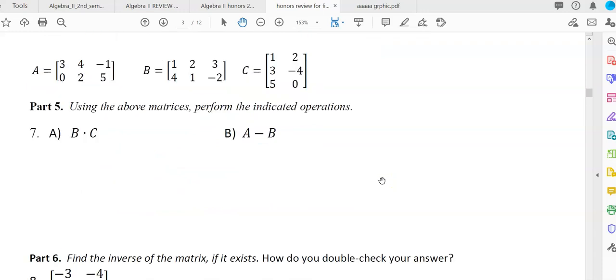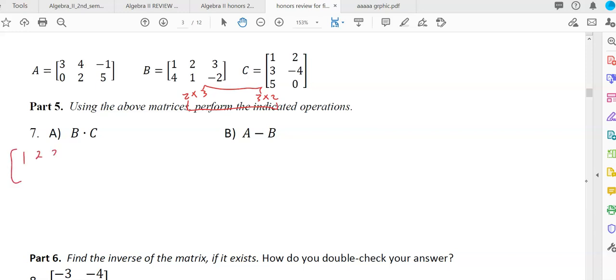So B times C, this, by the way, is 2 by 3, and this is 3 by 2. So can I multiply? Yes, I can. The dimensions of the answer will be the outside dimensions, which will be 2 by 2. So if I multiply this, I should get a 2 by 2.